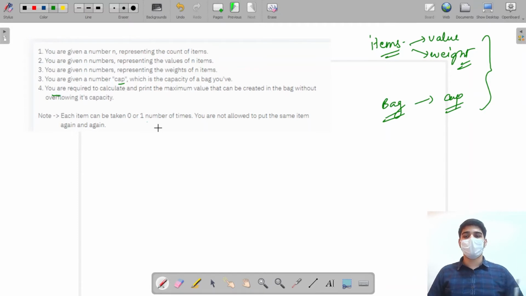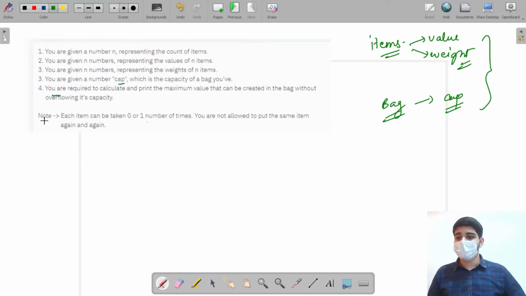And on top of that, you have to find such a set that has maximum value out of all of these, right? So you would have sets which satisfy the capacity of the bag. And in all of those sets, you have to pick the set which has maximum value, right? And the value is the summation of all the values of the items inside the bag.